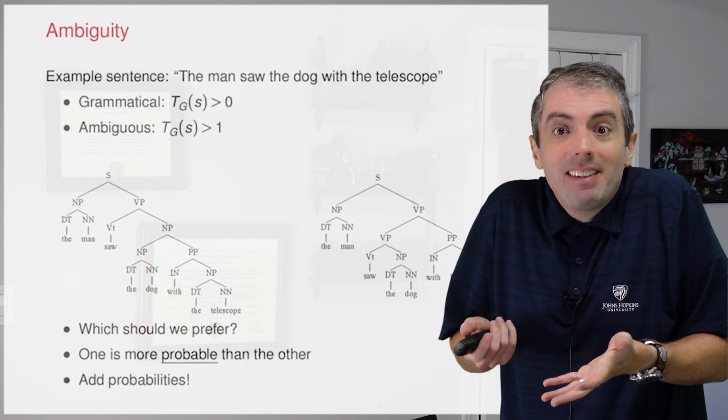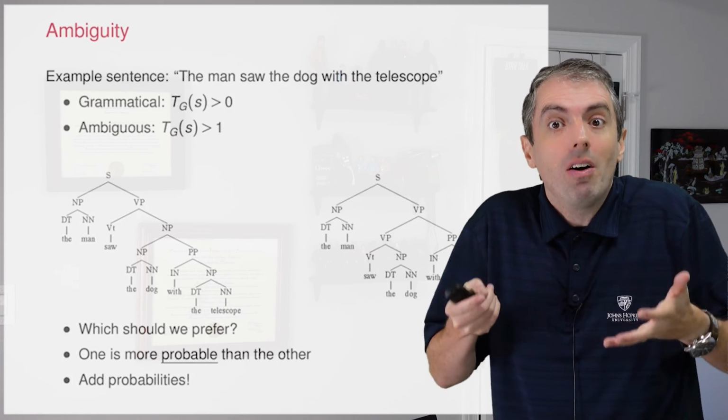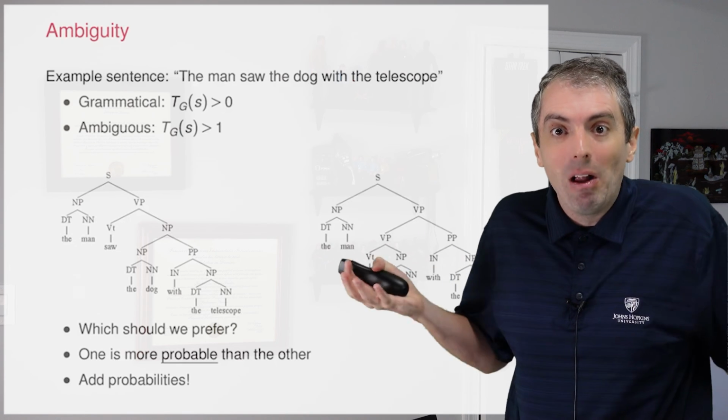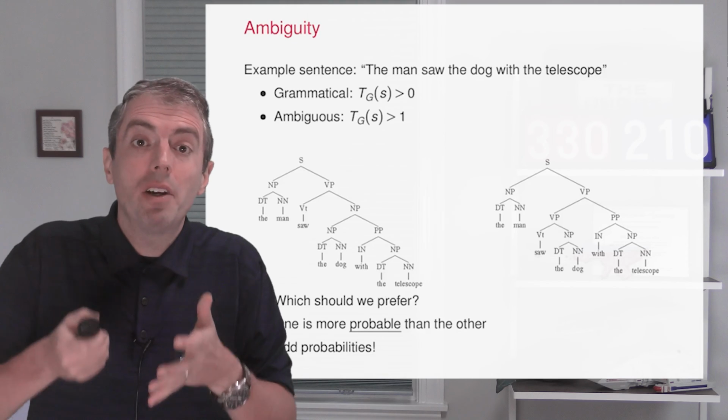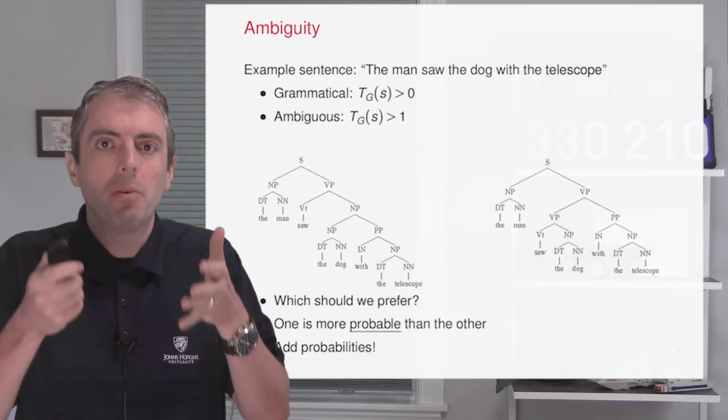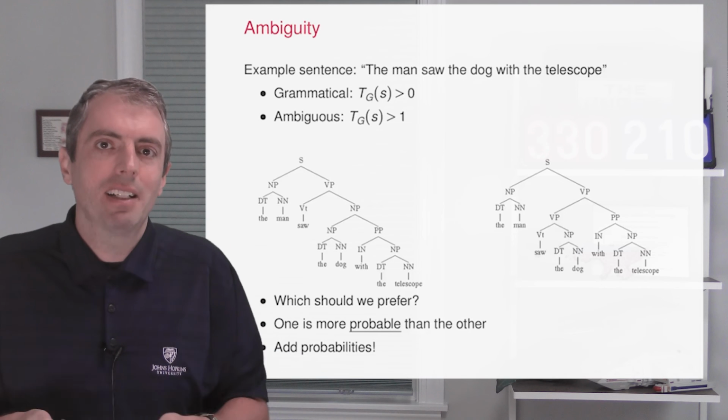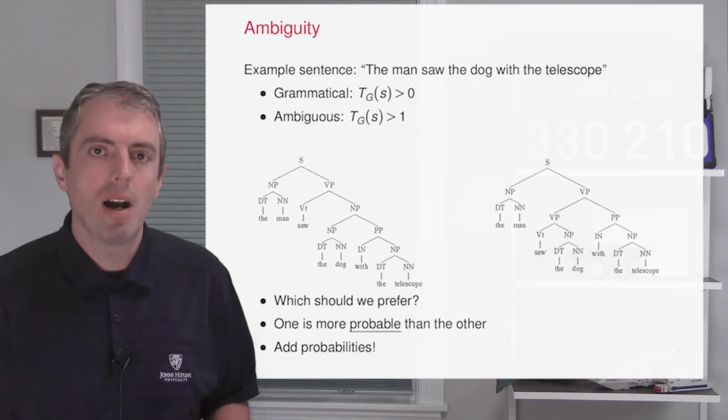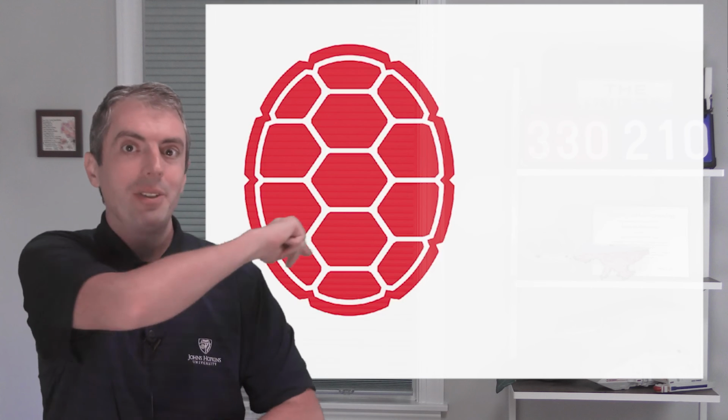But this just tells us that the two interpretations are grammatical. Does this actually help us in any way? What we really want to know is which is more likely. To answer that question, we'll need to extend these context-free grammars to encode probabilities. And that's what we'll do in the next video.